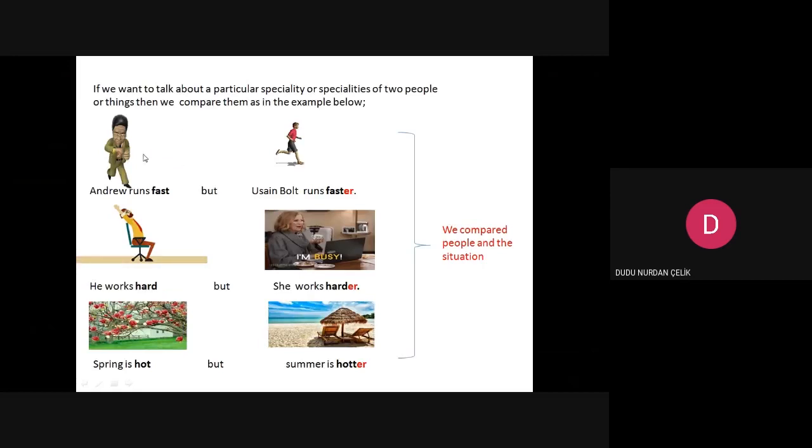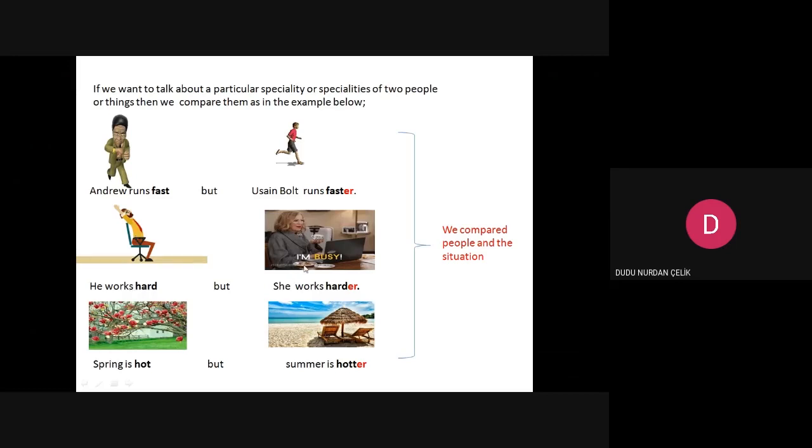Look at the sentence. He's Andrew. Andrew runs fast. We compare Andrew with Usain Bolt. So we say Usain Bolt runs faster because he's an athlete. Usain Bolt runs faster. Here we add something. ER.